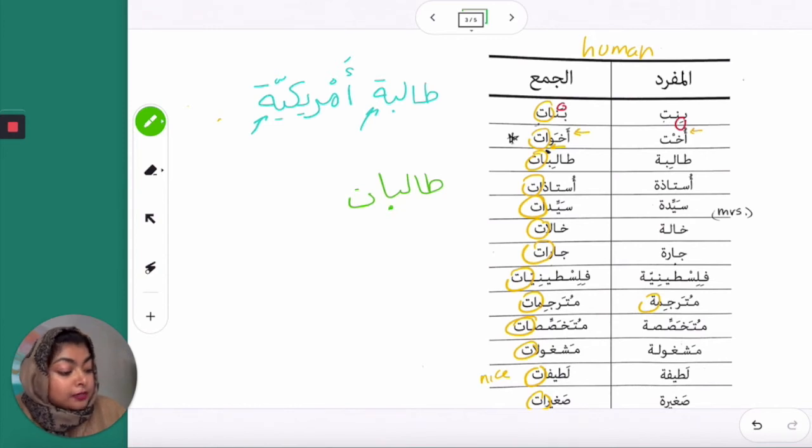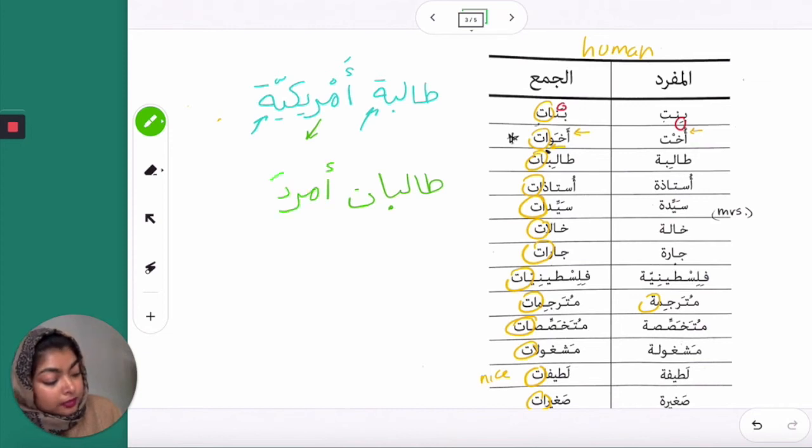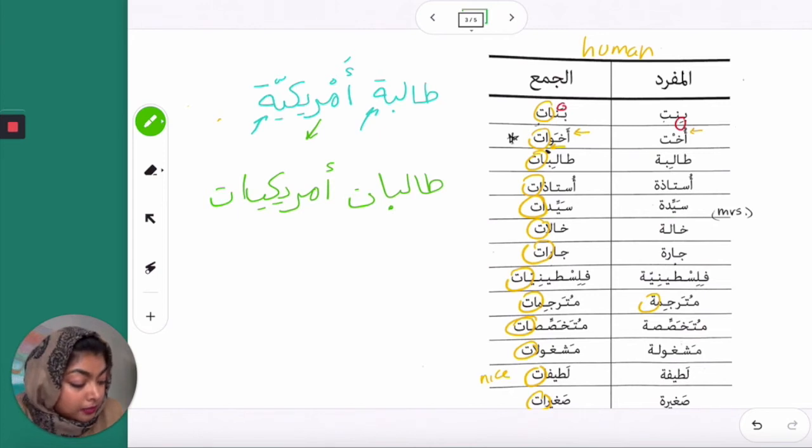But the adjective also has to become plural, because remember, when we're talking about nouns and adjectives, a sifa has to follow the noun. It has to follow it in gender, it has to follow it in number, right? It has to follow it in definiteness or indefiniteness. So our adjective here is going to take the same pattern. أمريكية, أمريكيات.